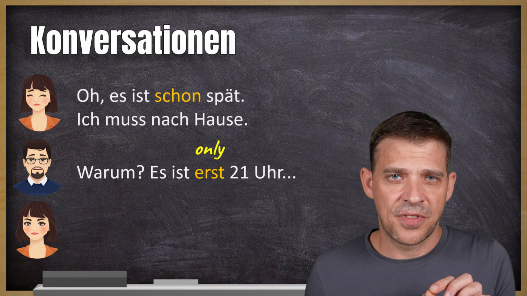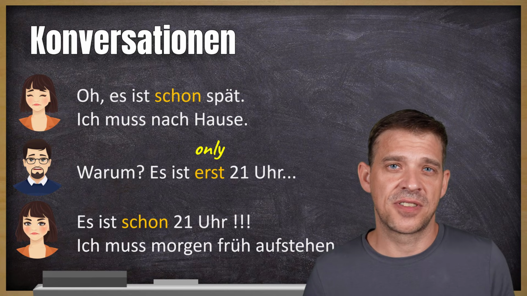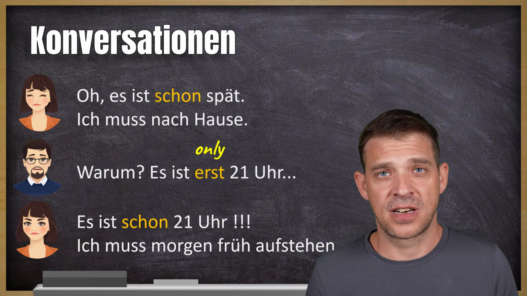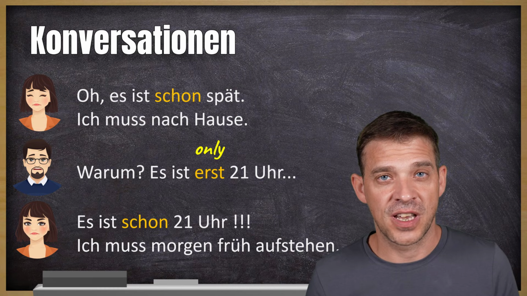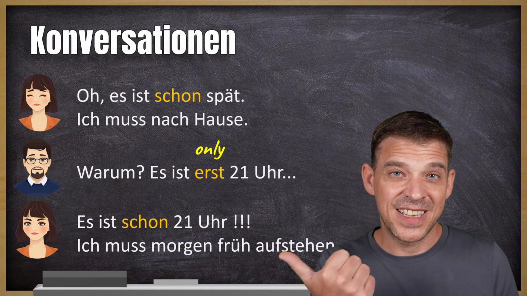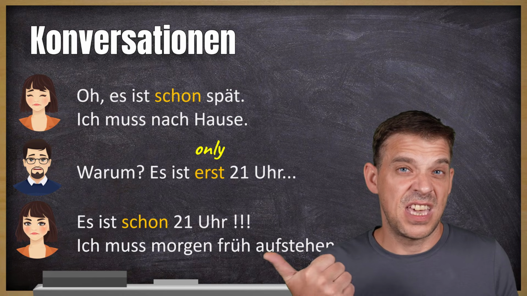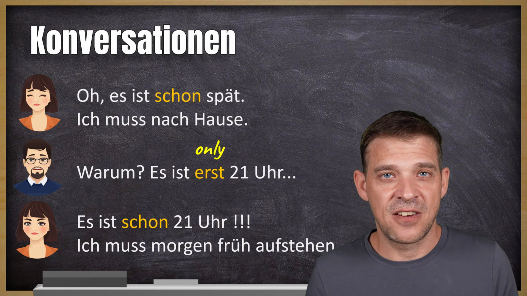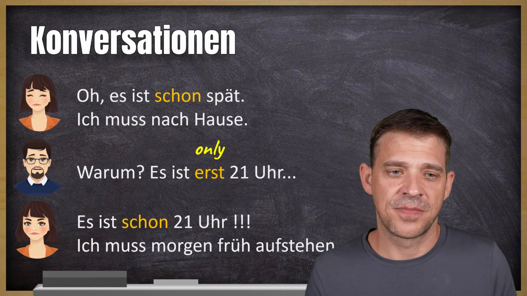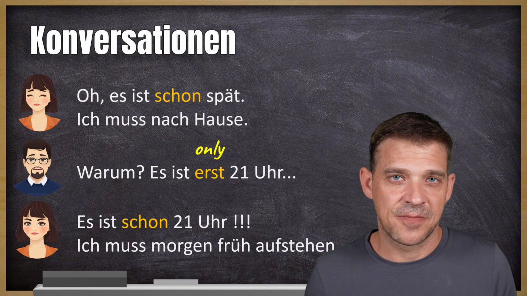But he doesn't know something. She says, es ist schon 21 Uhr. Already 9 p.m. Because why? Ich muss morgen früh aufstehen. I have to get up early in the morning tomorrow. And here you see it. For her, this 9 p.m. is late. Why? Because she has to get up early in the morning. He maybe doesn't know this, or he doesn't have this information. That's why he asked, why? It's only 9. We still have 2 hours or something. But he doesn't have this information. For him, it's early. For her, it's late.